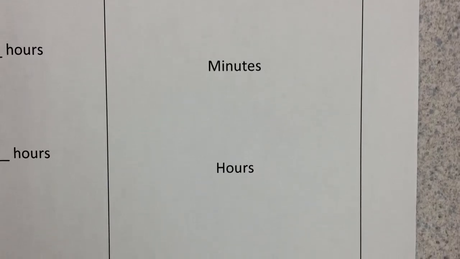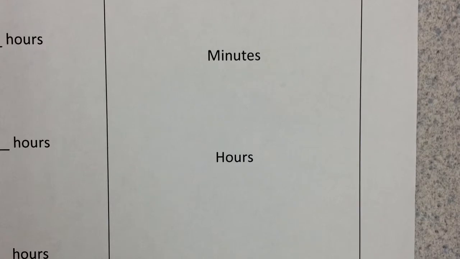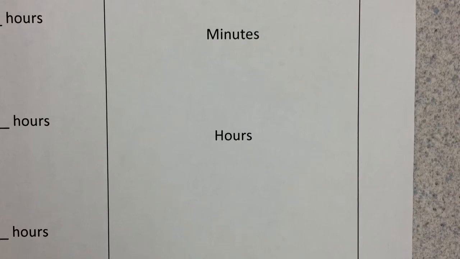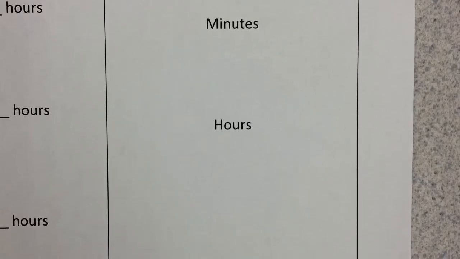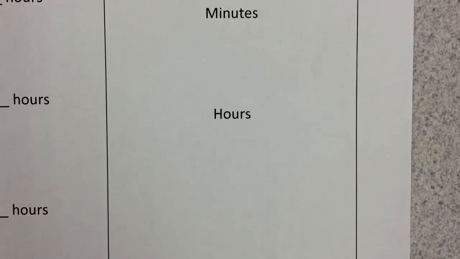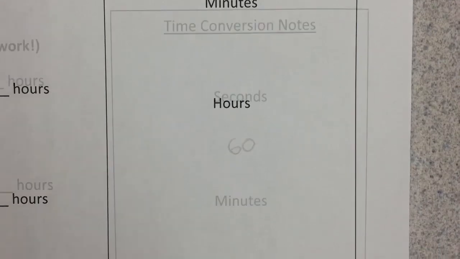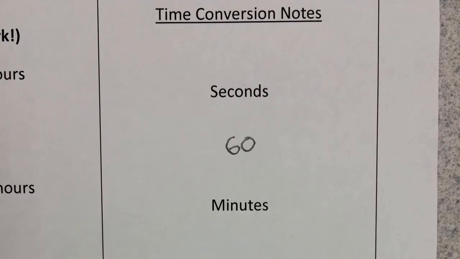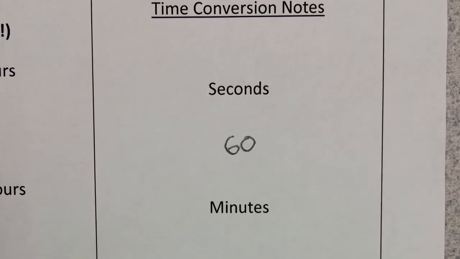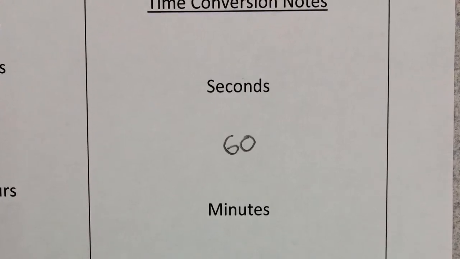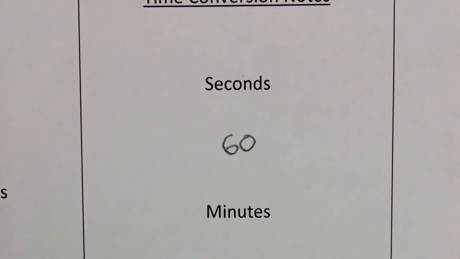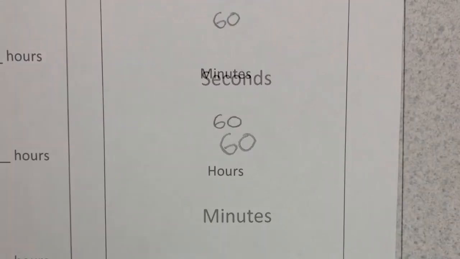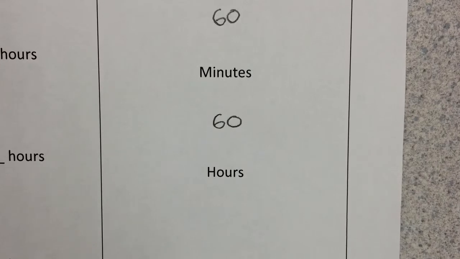Right between seconds and minutes, I want everybody to think to yourself for just a second, how many seconds are in a minute? And then write it in that space right there between seconds and minutes on your paper. Hopefully everybody came up with 60, that there are 60 seconds in a minute. So you've written 60 on your paper between seconds and minutes. Next, between the area that says minutes and hours, I want you to write how many minutes are in an hour. Hopefully everybody wrote 60.